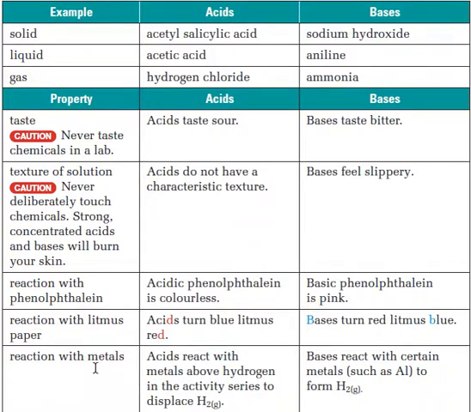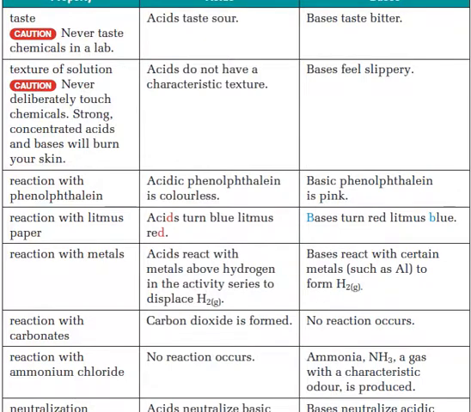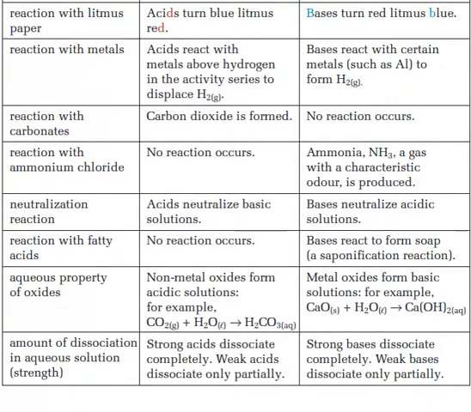Next one is reaction with metals. Acids react with metals above hydrogen in the activity series to displace hydrogen. Bases react with certain metals such as aluminium to form hydrogen. Reaction with carbonates: carbon dioxide is formed when we have reaction with acids. For bases, no reaction occurs.